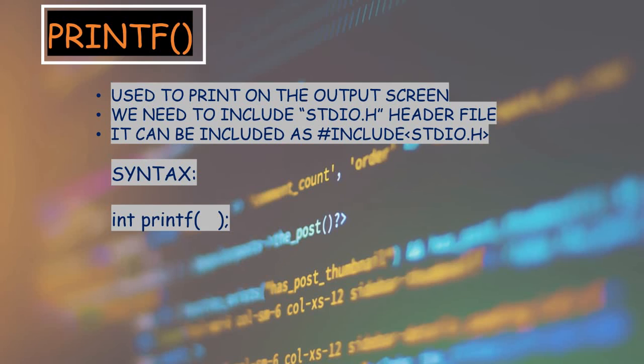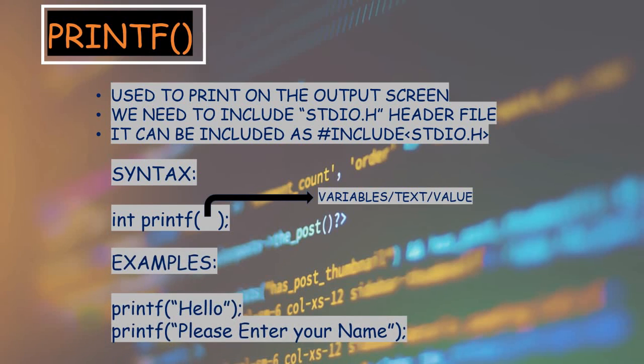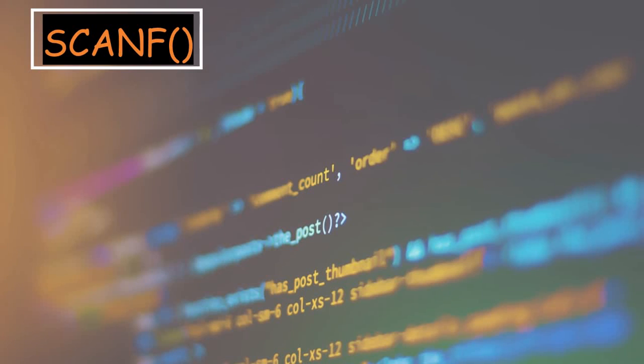So the syntax for the printf function is as follows. It is printf followed by round braces. Within these round braces, we can give the variable, text, or value, whatever we need to display on the console. Here are a few examples for printf, where the first example is going to display hello and the second example is going to display please enter your number.